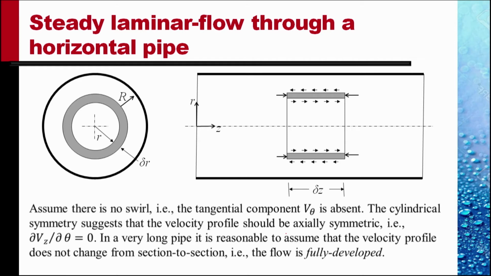To find out the velocity profile, we consider a small ring-shaped control volume as shown. A ring of radius r and thickness dr and of length delta z. And we draw the forces acting on this.